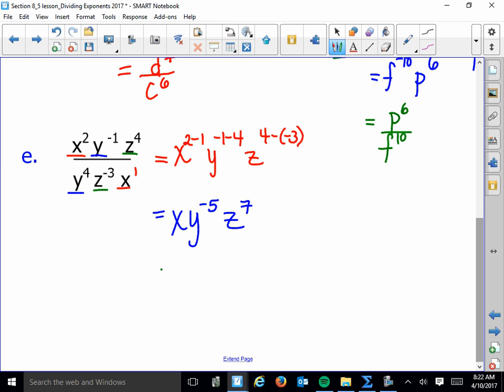Okay, I don't want to leave any negative exponents, so the power that gets moved to the denominator will be the y to the 5th. x times z to the 7th remains in the numerator, and y to the 5th moves to the denominator.